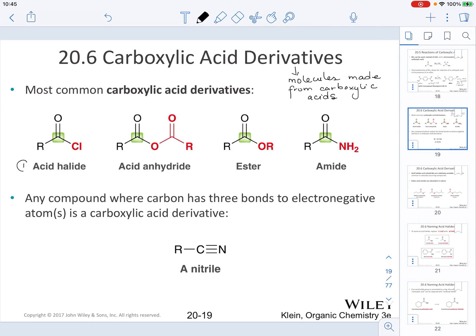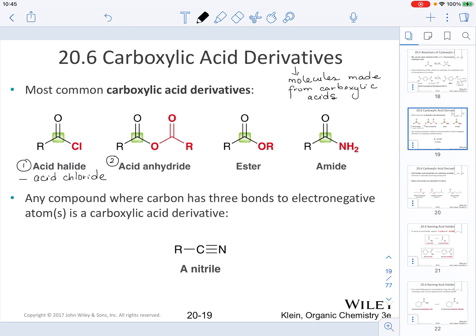The first one is known as an acid halide, in which the most common one of the acid halides is going to be an acid chloride. Understand that the green boxes that are highlighted throughout these molecules, except in the case of the nitrile, are going to be the carbon atom that comes from the carboxylic acid. The atoms that are in red are the ones that are added to and are different from the original carboxylic acid.